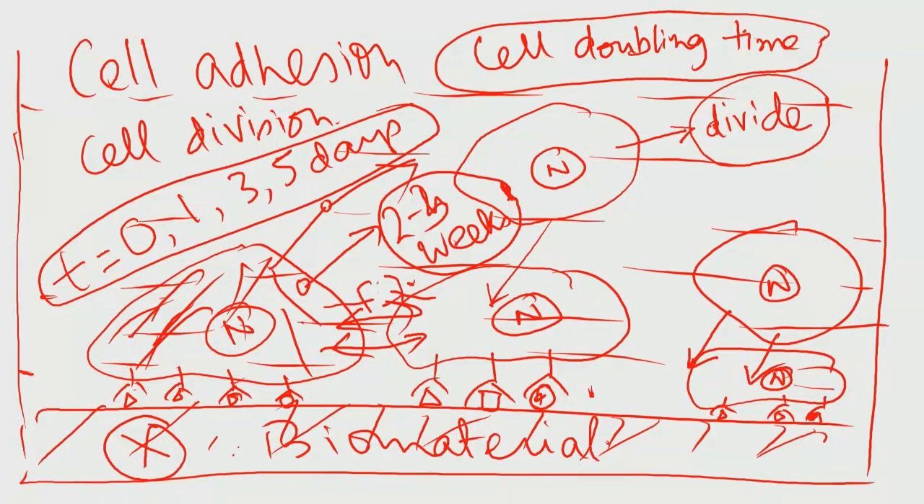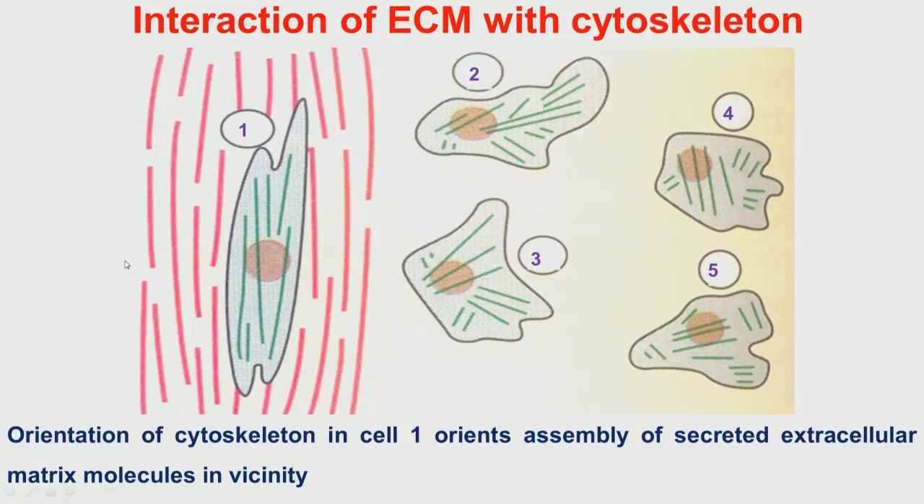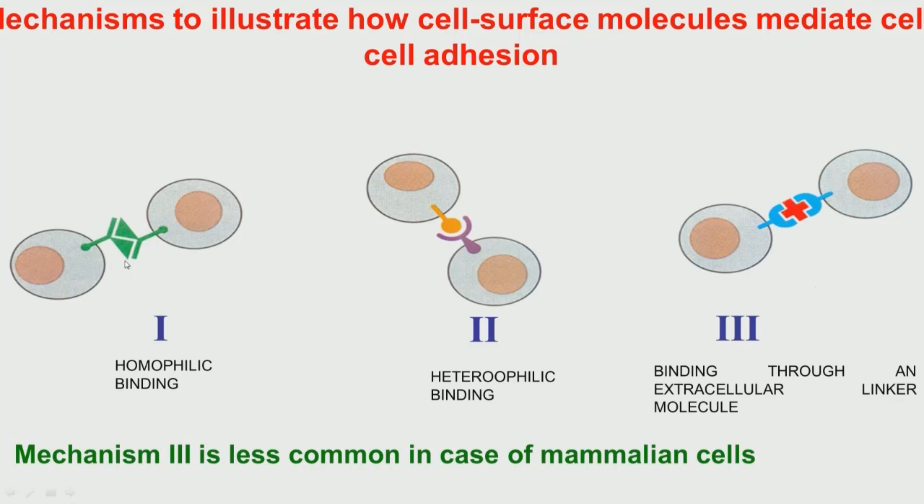In other words, the cell surface proteins of these two neighboring cells can be exposed to each other, and they also get an opportunity to interact. So, that cell to cell interaction is being discussed in this slide. Now, what you see here is called homophilic binding.